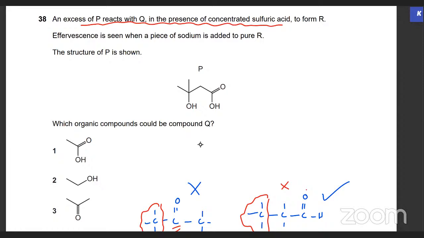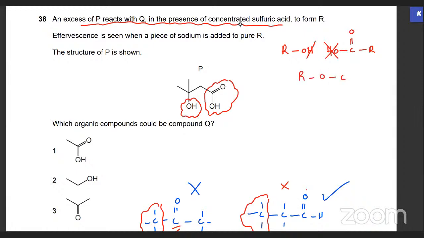Okay, this is P. It's got a carboxylic acid functional group. Concentrated sulfuric acid is always used to make esters. So this has a carboxylic acid group and it also has an alcohol. Now it can make esters with both. Esters are made when an alcohol reacts with a carboxylic acid. The OH of the carboxylic acid is lost and the H of the alcohol is lost, and they end up combining together to form an ester link.